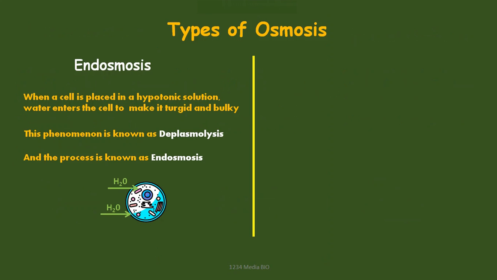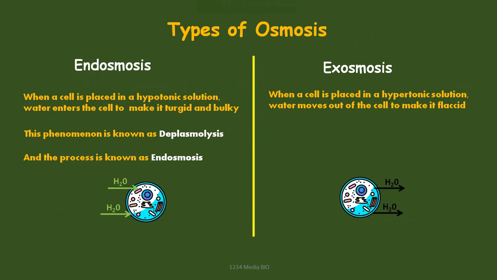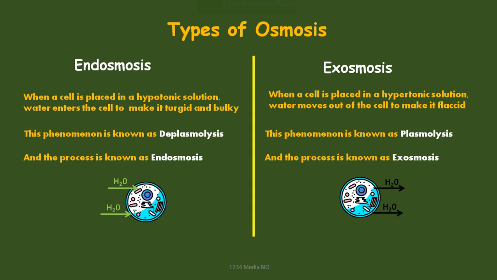Another type of osmosis is exosmosis. When a cell is placed in a hypertonic solution, water moves out of the cell to make it flaccid. This phenomenon is known as plasmolysis, and the process is known as exosmosis.